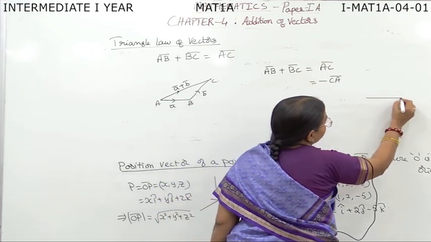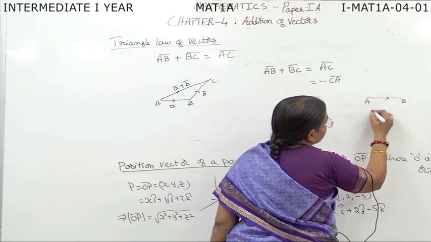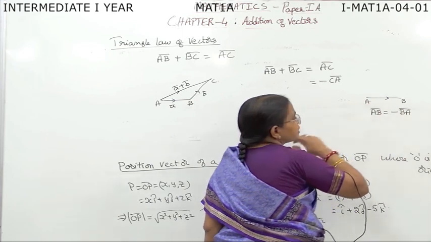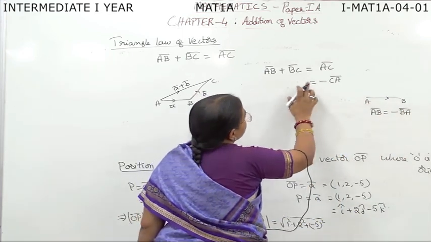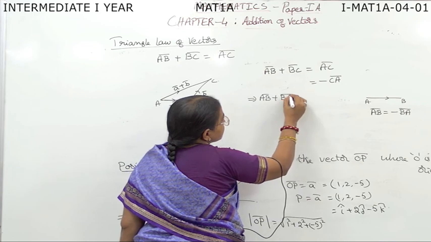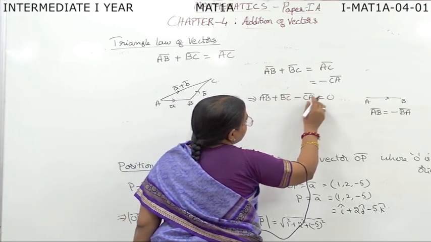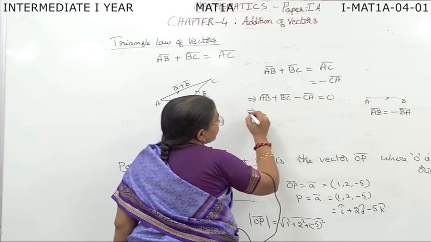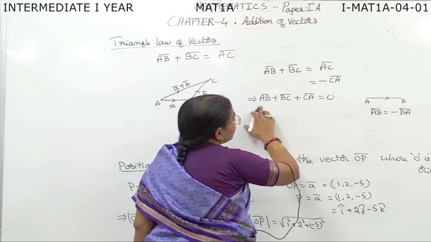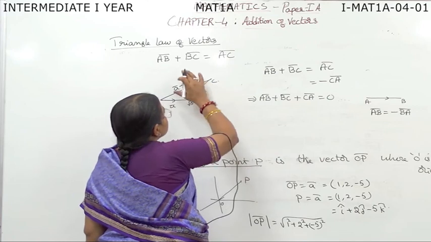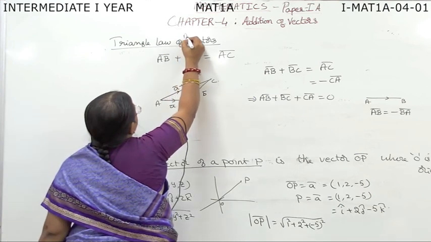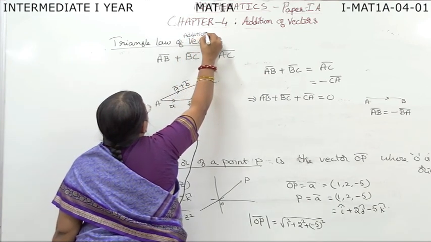You have seen in the negative of a vector, if AB is a vector, then AB is equal to minus BA. When you change the direction, it becomes minus BA. So if you write like this, then it means that AB plus BC plus minus CA is equal to 0. Minus CA, when it comes beside this, gives AB plus BC plus CA is equal to 0. So this is the triangle law of addition of vectors.